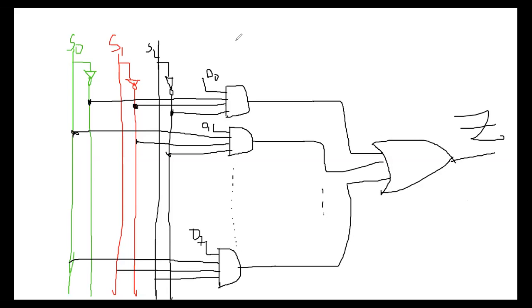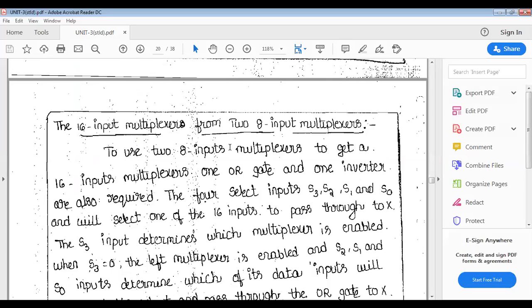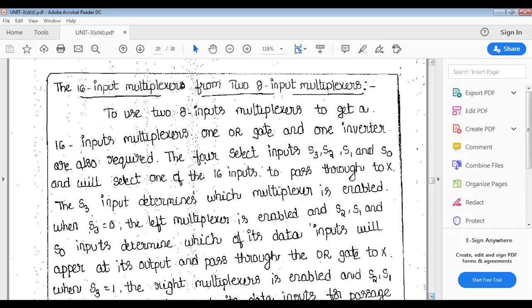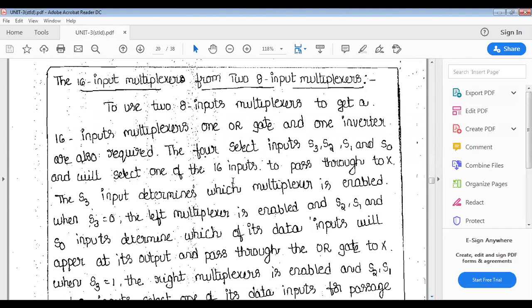And now let us see how you can design the 16 input multiplexer from 2 8-input multiplexers. We already saw the 8 input multiplexer. By using this 8 input multiplexer, you can design the 16 by 1 multiplexer. So the 2 8-input multiplexers: the first 8 by 1 multiplexer has D0 to D7, totally 8 inputs.